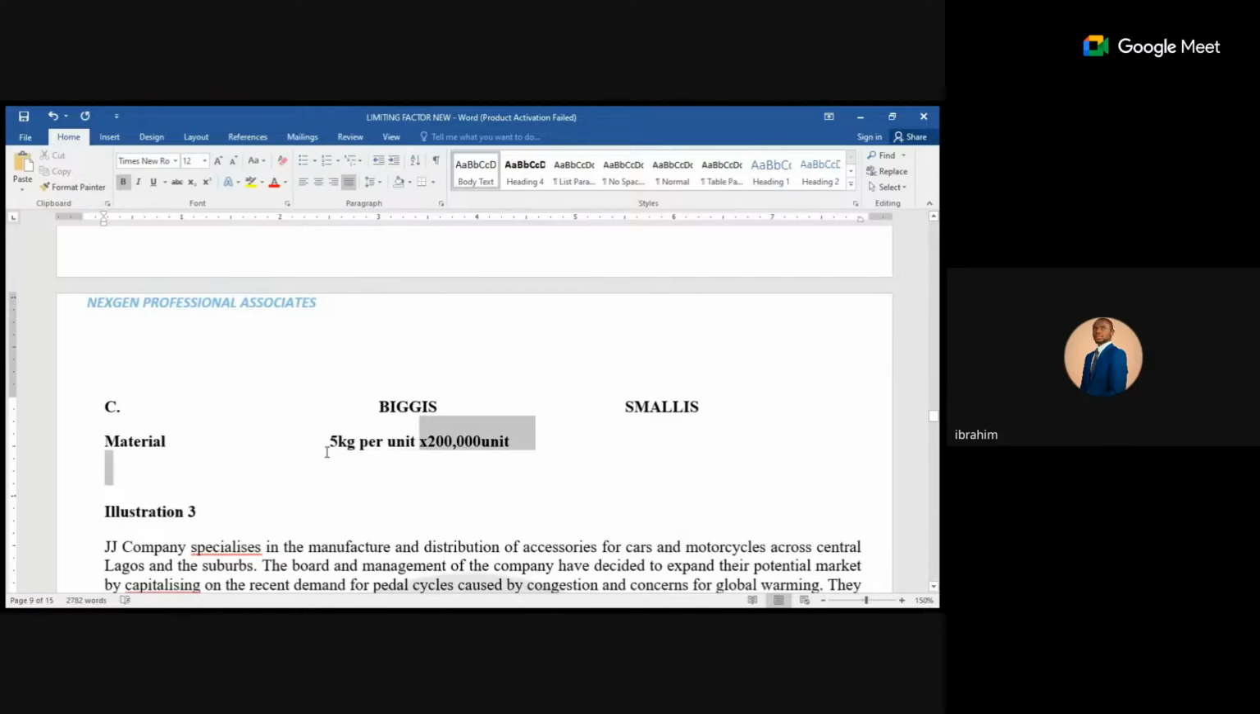This is 5 kg per unit to produce 1 unit of expected. Now, you want to produce 200 units of expected. What do you have? What is the total? 1 million.